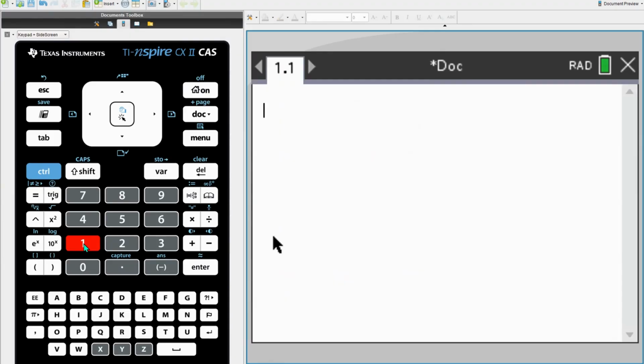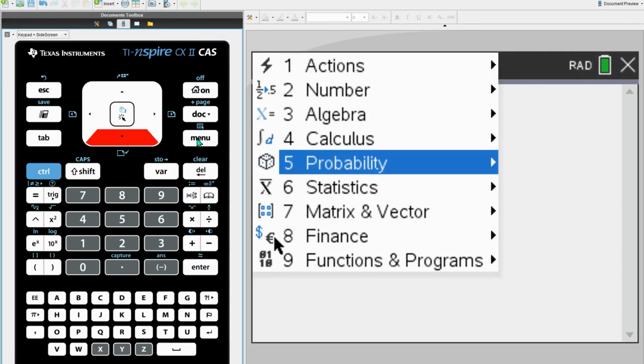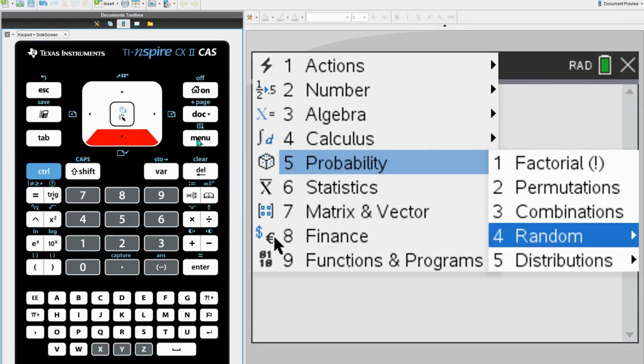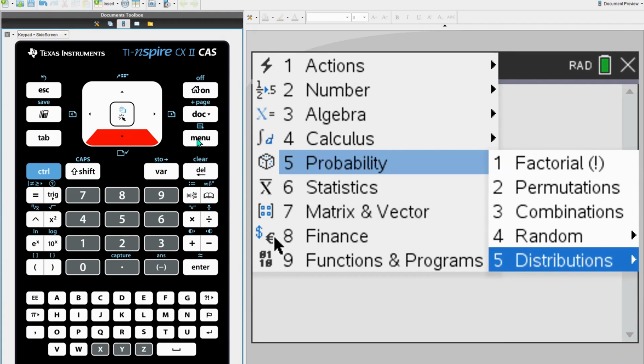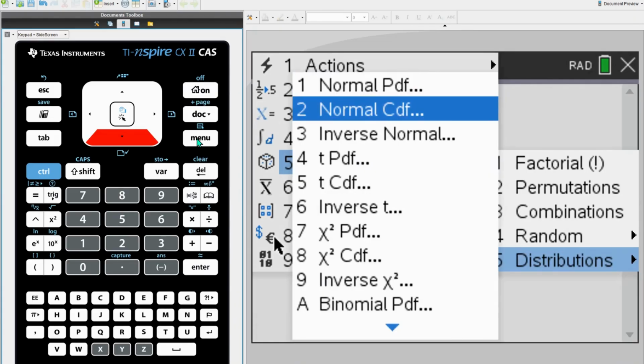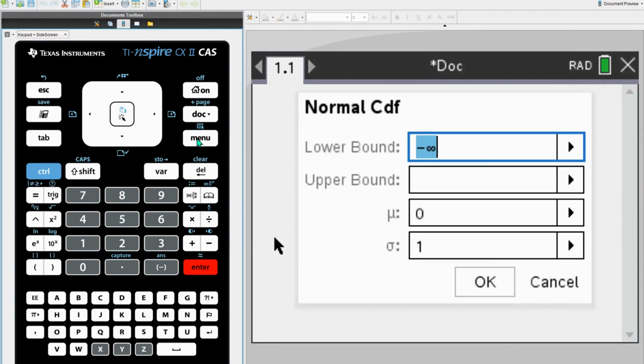Where are we going to find the commands to do these calculations? Well, if we go under menu, we're going to look under a submenu called probability. And under probability, there's another submenu called distributions. So 5, 5, and that gets us to a third submenu. Where we're going to do most of our work is in this command called normal CDF. So let's choose normal CDF, and it brings up this dialog box.